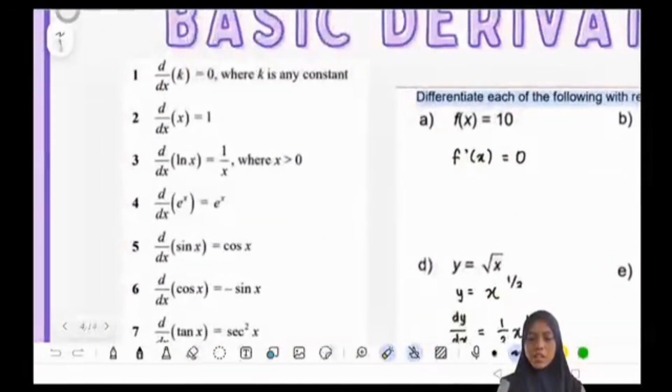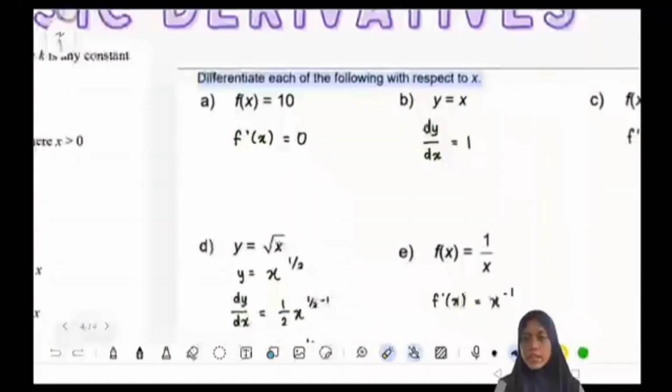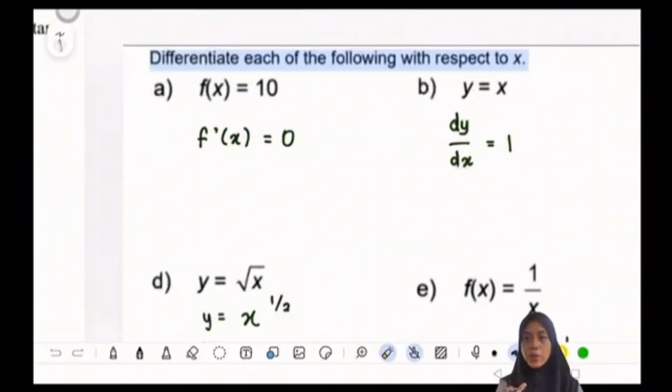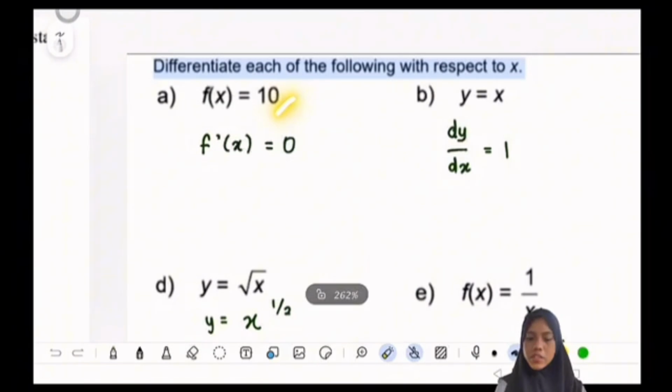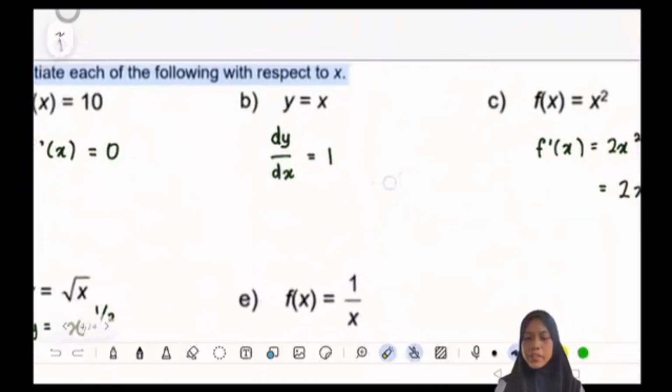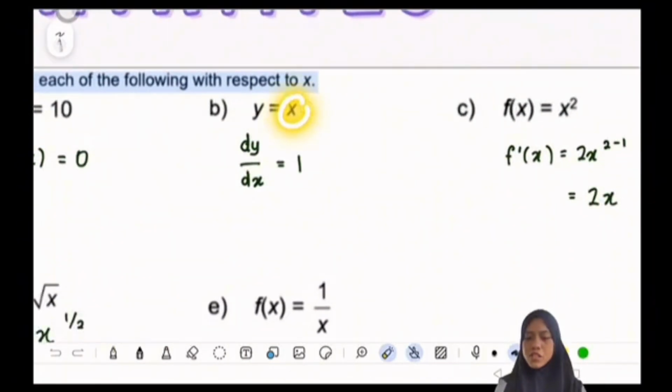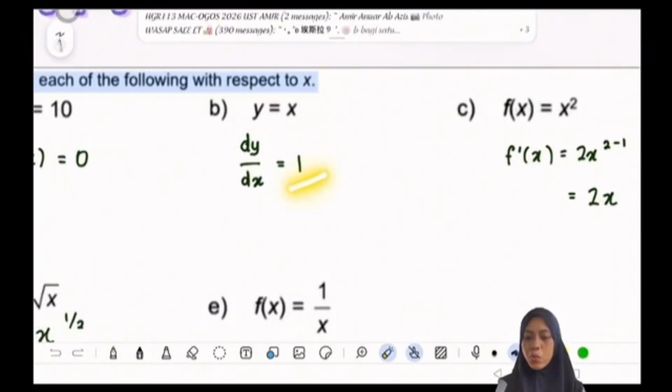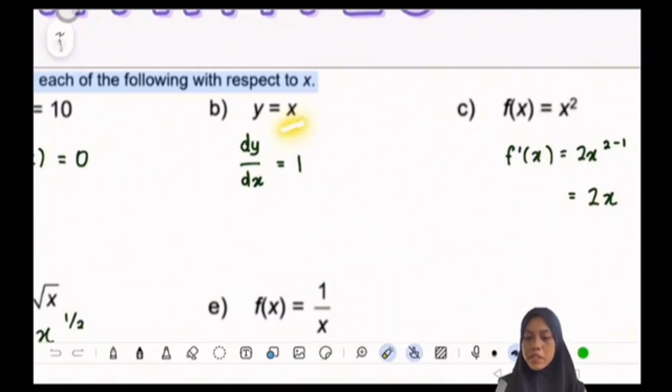This is an example of what you might find in questions, so you know what you should do. Let's take a look at an example. We have f(x) equal to 10. How do we differentiate it? 10 is a constant value, so we know that when we differentiate any constant value it is equal to 0. So f prime(x) equals 0. Next, question B, we want to differentiate x. If we differentiate x, dy/dx equals 1. Why 1? Because the coefficient of x is 1.